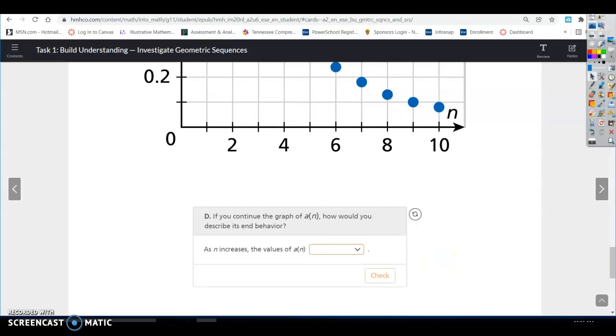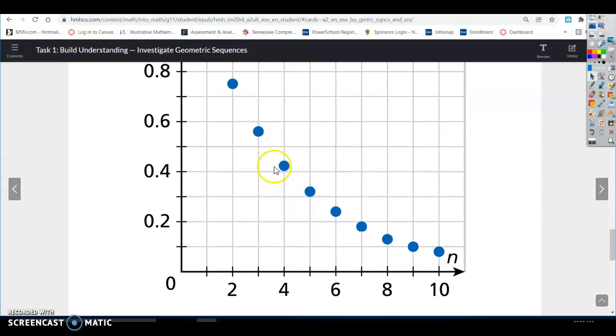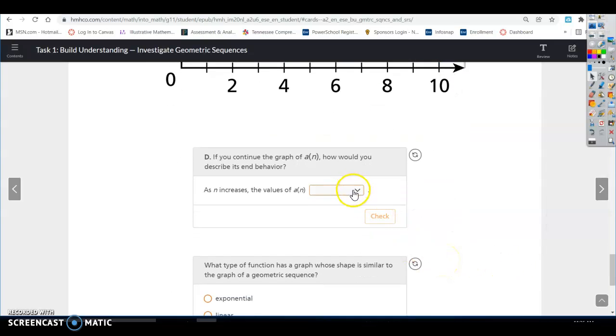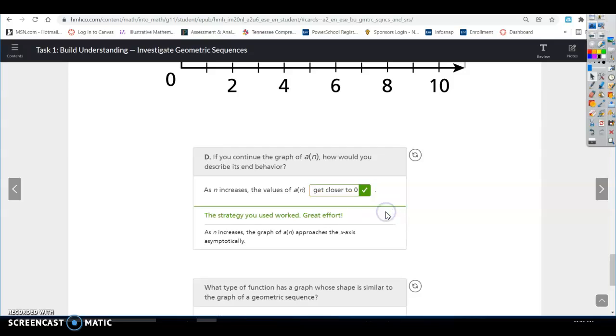All right, it says if you continue the graph of a of n, how would you describe its end behavior? All right, so you can see this curve. So it's curving down and it's getting closer to 0. So it's going to probably approach 0 and kind of flatten out there. So it's not increasing, it's getting closer to 0.